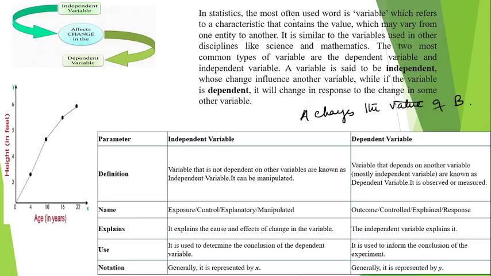In statistics, the most often used word is variable. What do you mean by variable? A variable is nothing but your feature in ML, an attribute in DBMS, or a variable in statistics, correct? It has similar values which may vary from one entity to another entity. Like if a student has a value, that value may differ. For a customer, that value may differ. Similarly in mathematics, we call it a variable.